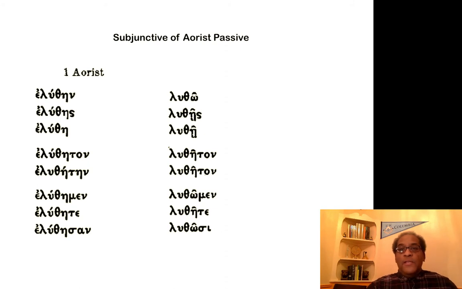Moving to the aorist passive, we have the exact same endings again, added to the unaugmented tense stem, but notice the placement of the accent in the subjunctive. That accent wants to ride the thematic vowel, and so luthо, luthes, luthe, luthomen, luthete, luthose. If you compare that with the indicative forms, the distinctions are quite clear.